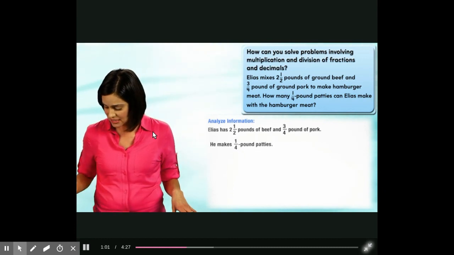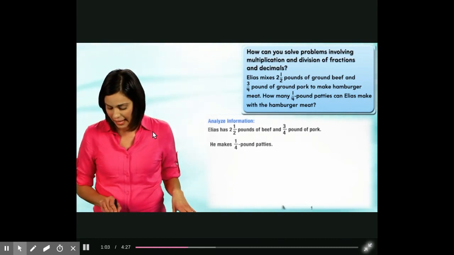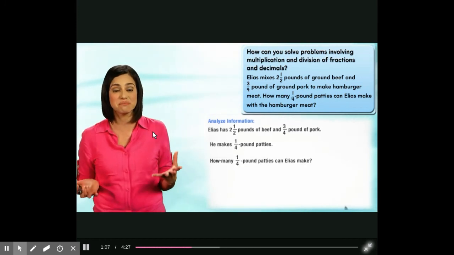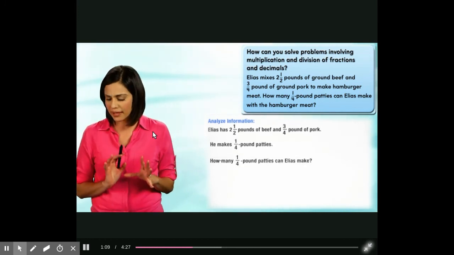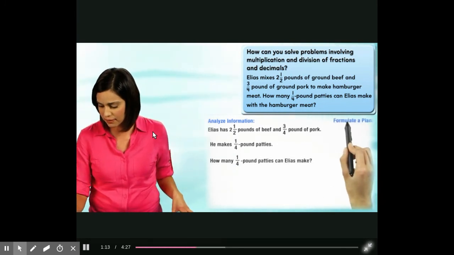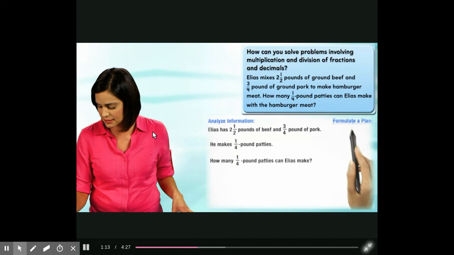But we're not done because this only gives us the amount of meat that he has. Remember, he makes 1/4 pound patties, and we want to know how many he can make. Well, in order to find out how many he can make, we need to divide by 1/4. And now we're ready to do our operations.